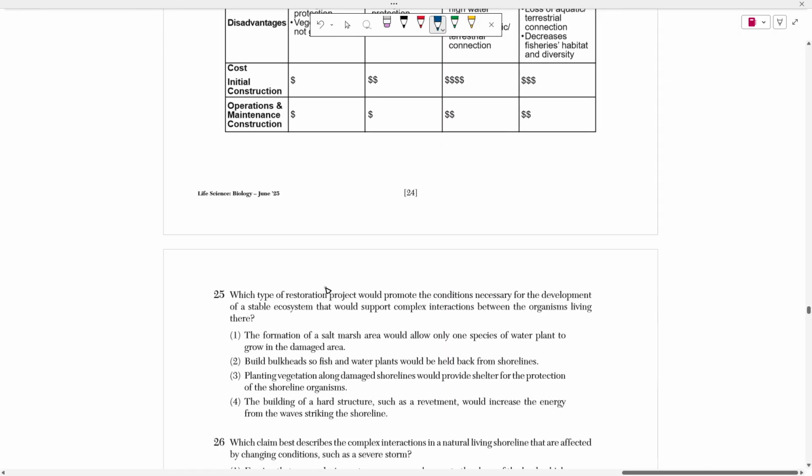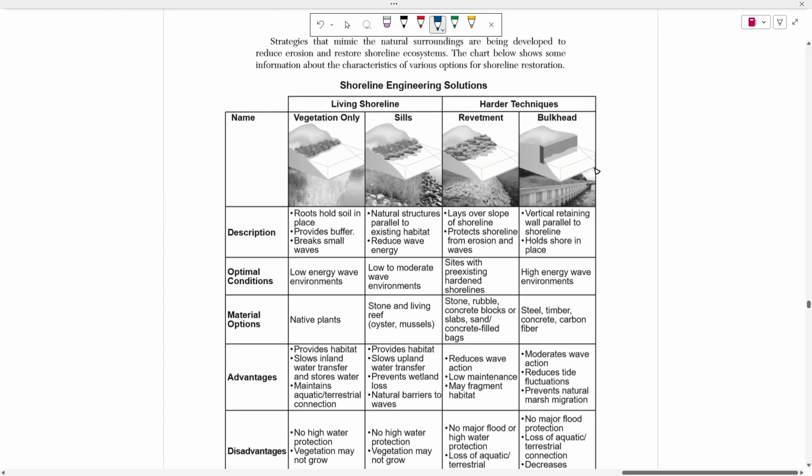Number 25 says, which type of restoration project would promote the conditions necessary for the development of a stable ecosystem that would support complex interactions between the organisms living there? So if you want a stable ecosystem, you want high biodiversity. You want a wide and diverse range of animals living there. Okay, so which one of these techniques will preserve the native species or increase the amount of species living there? Well, obviously it's going to be the vegetation only.